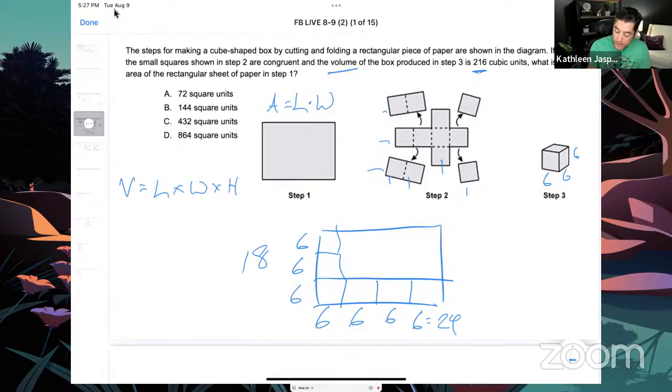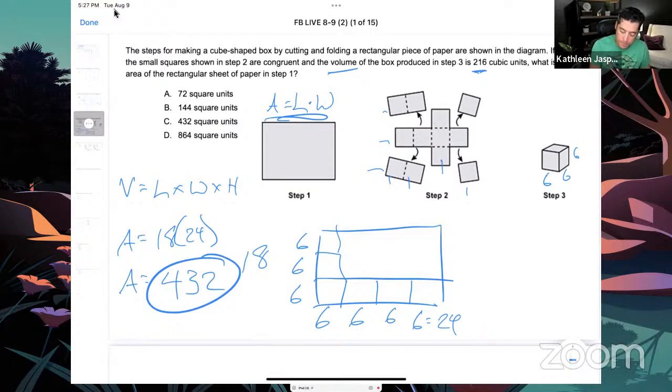Now I just need to find the area. Area is length times width. So let me find some room. Area is equal to 18 times 24, which gives me an area that is equal to 432. Boom. C is our answer.